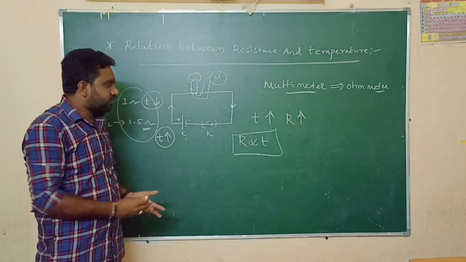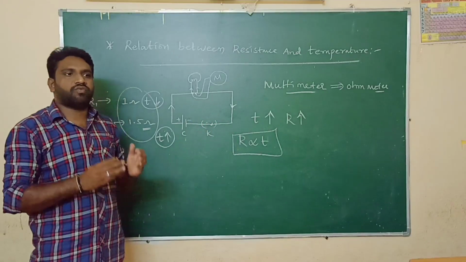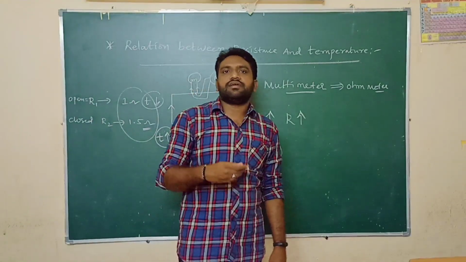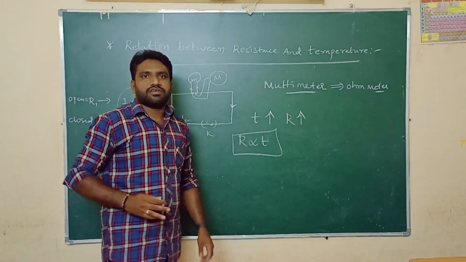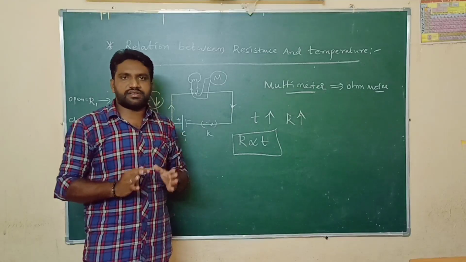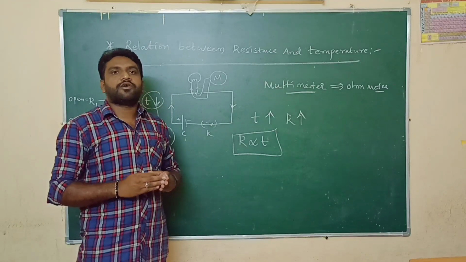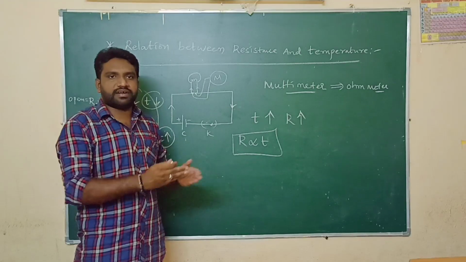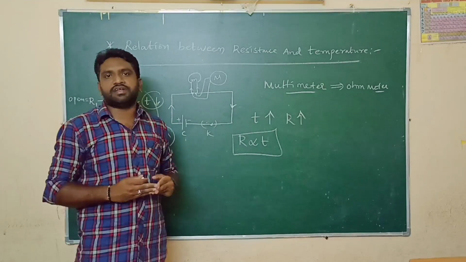But what is the reason? What is the reason behind this one? So why does the resistance of the conductor increase if we increase the temperature of a conductor? It is a very small reason here. Basically, resistance of a conductor depends on collisions, the number of collisions that take place between the free electrons and atoms present in the conductor.